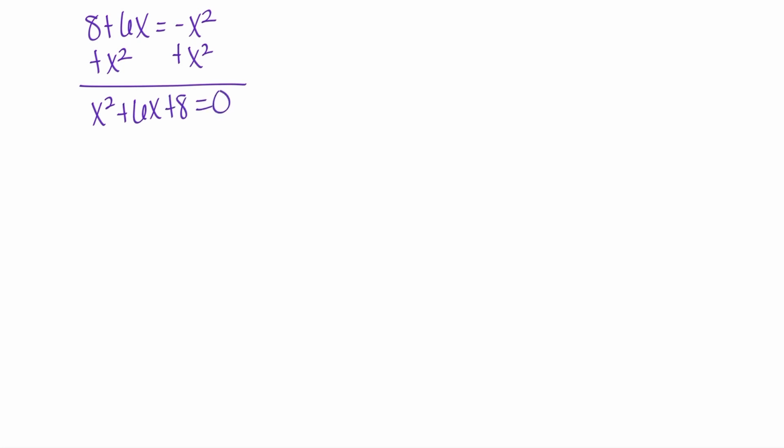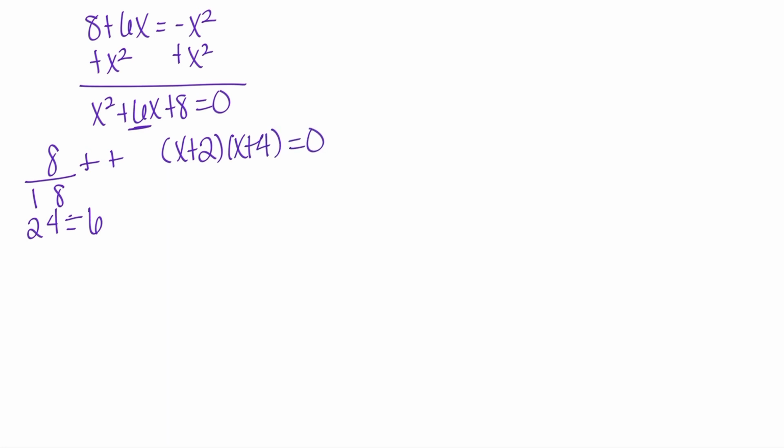So now I need to solve this quadratic. I'm going to solve it by factoring. So when I factor, I need two factors of 8 that are going to add up to 6. Since 8 and 6 are both positive, I need two positive factors. So the factors of 8 are 1 and 8, and 2 and 4. And 2 and 4 are the correct combination that add up to 6. So this is going to factor into x plus 2 times x plus 4 equals 0. And that means that I can set each factor equal to 0 and solve for the value of x. So when I do that, I'm going to subtract 2 from both sides.